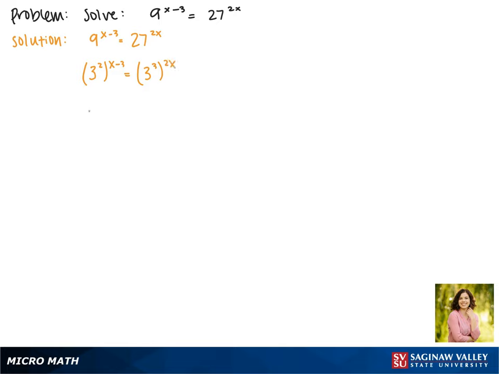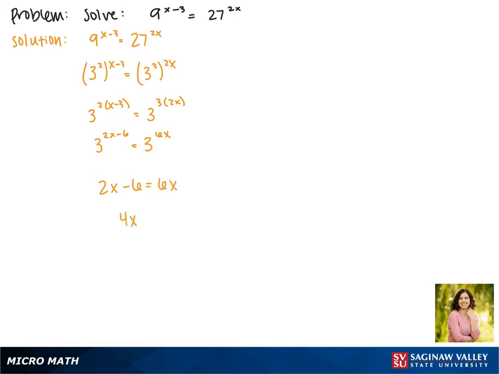Now, when we have an exponent raised to a power, we multiply them. So this exponent becomes 2 times (x - 3), and this exponent becomes 3 times 2x. Now our equation is 3^(2x-6) = 3^(6x). For this to be true, the exponents must be equal, so we can set 2x - 6 equal to 6x.